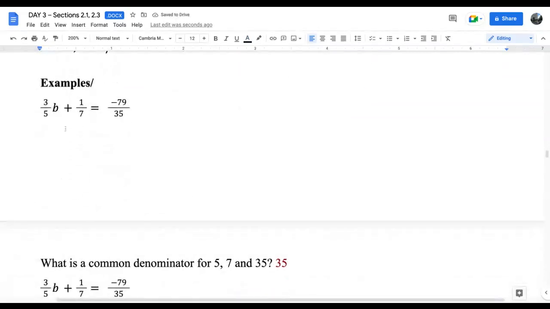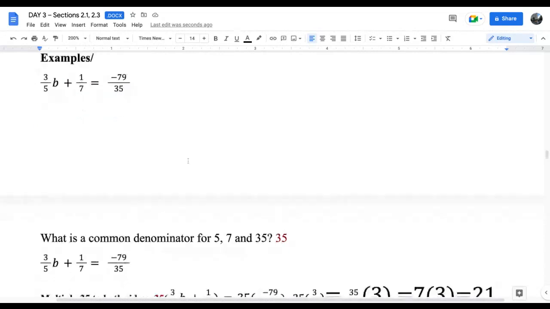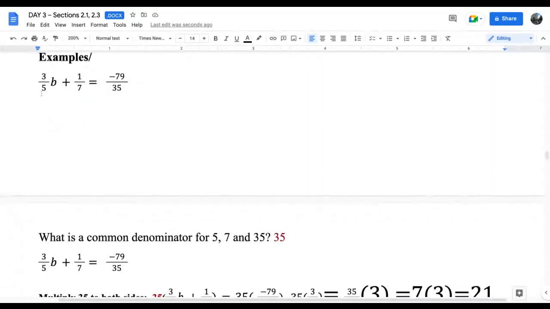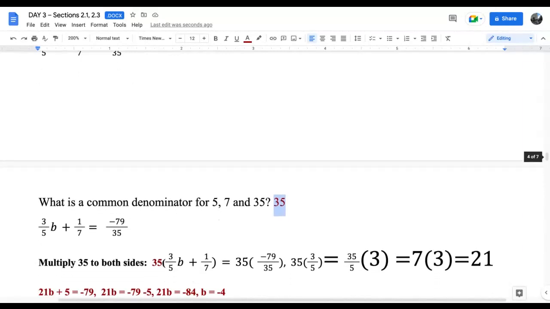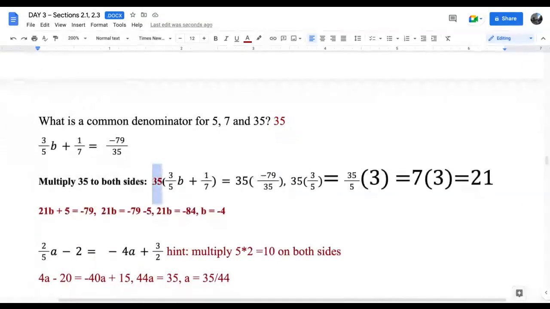Okay, let's see this example. You know, the numbers just become annoying. So what is the common denominator? So we figure out the common denominator. So we have 5, we have 7, we have 35. Well, the least common denominator is 35. Right? It's just 5 times 7. 5 is a prime, 7 is a prime. So just multiply those two, 35. Or just multiply 35 for every term.